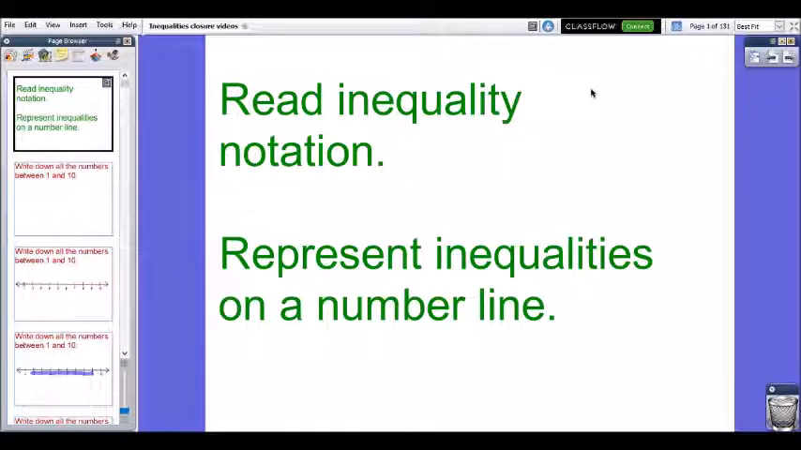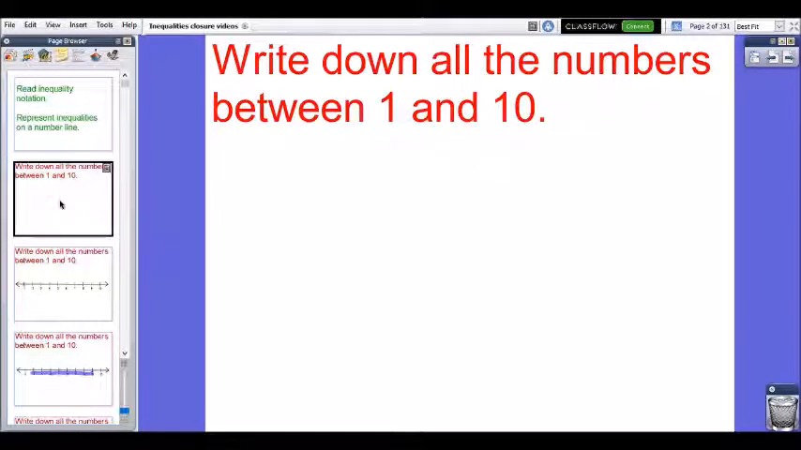In this lesson we're going to be focusing on inequalities. Specifically, we're going to be reading inequality notation and representing inequalities on a number line. In the next few minutes I'm going to explain exactly what these two things actually mean. I'm going to begin the lesson by asking you to write down all the numbers between 1 and 10. Please pause the video and give it a go.